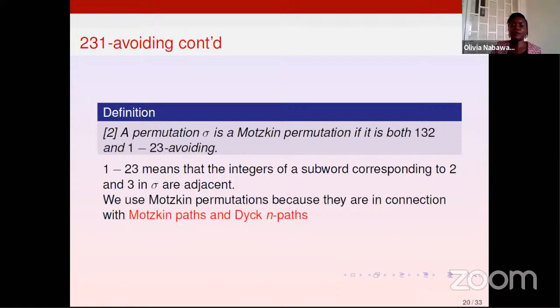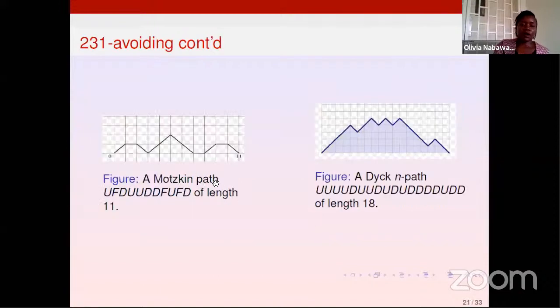The reason I'm bringing in the Motzkin permutation is because they are related to Motzkin paths and Dyck paths. And I used this somewhere in proving a theorem that we are going to look at in a few minutes. Now, I've talked about a Motzkin and a Dyck path. What are they? A Motzkin path is a lattice path from (0,0), as you can see from this diagram, up to (n,0) with up steps, which we denote by U, horizontal steps, which we denote by F, and down steps, which we denote by D.